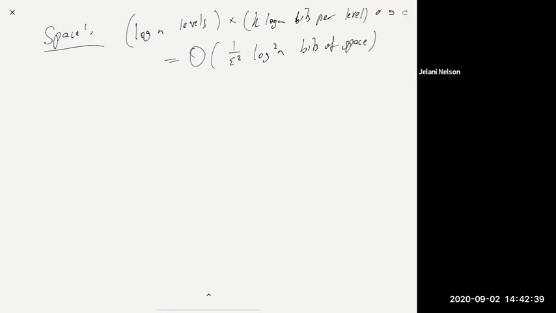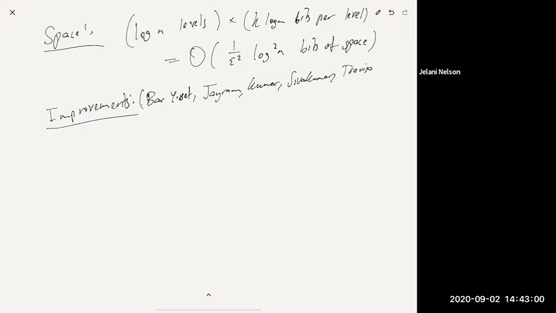There are improvements that you can make on this basic idea. The ideas for this improvement are from Bar-Yossef, Jayram, Kumar, Sivakumar, and Trevisan in '02. The same people who introduced the KMV algorithm also showed that you can get something good out of this algorithm.